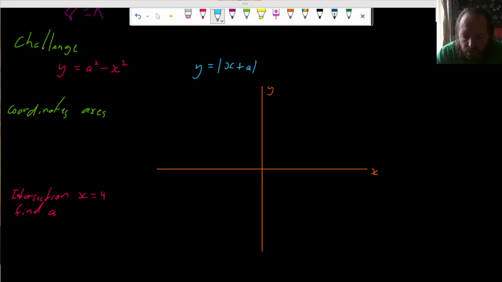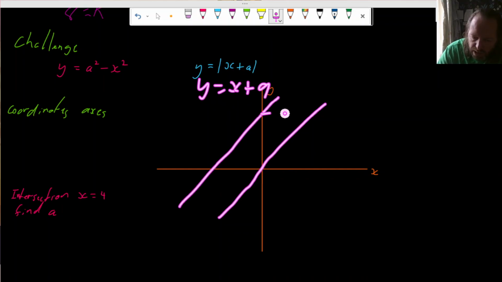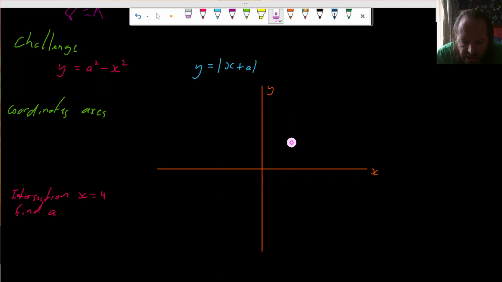Okay, y equals the modulus of x plus a. So if we just had y equals x, it would come through here. And then if we had y equals x plus a, it would come through here and cut at a somewhere. But because it's the modulus, it's going to come through here and it's going to bounce off in that direction.